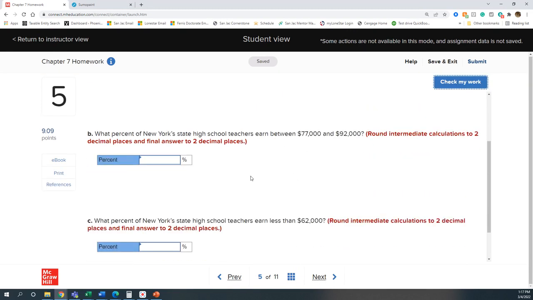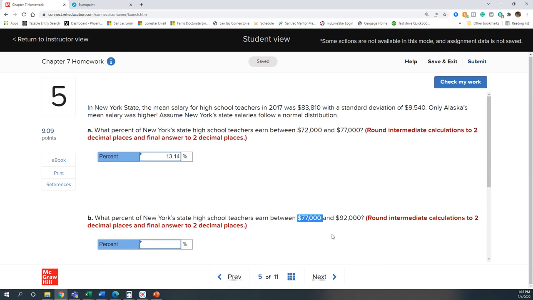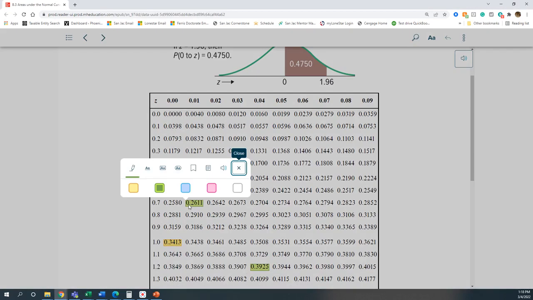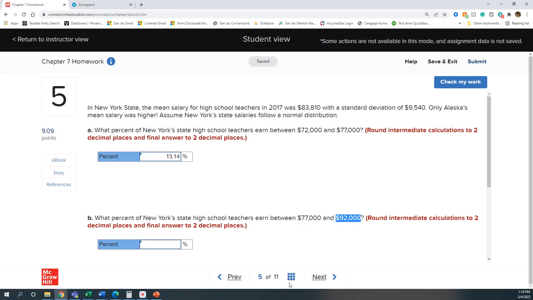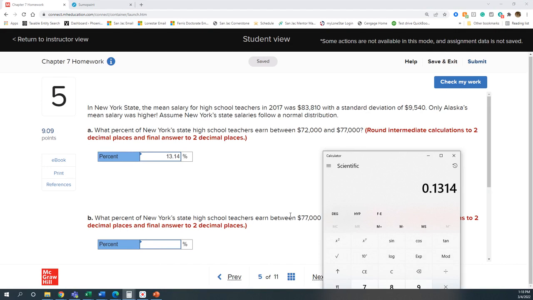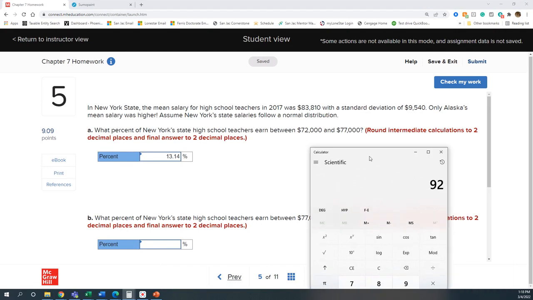Now, notice this one. We're going to have one negative and one positive. I'm going to go back to my table. Because I highlighted with the same color, I'm going to change this color, because this was our last number. This was the 77,000, so I don't have to redo the math on that one. We've already found the Z number. So now I just need to find this number. Now remember, this was negative. This is positive. How do I know it's positive? Again, it's higher than our mean. So 92,000 minus 83,810 divided by our standard deviation comes out to 0.86.